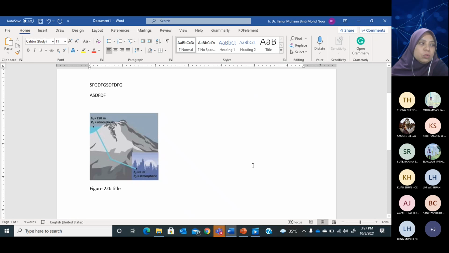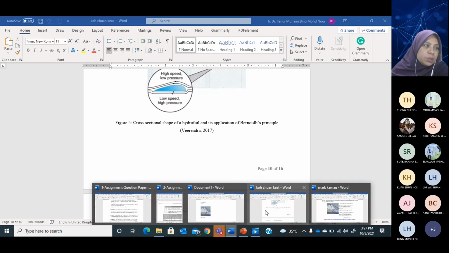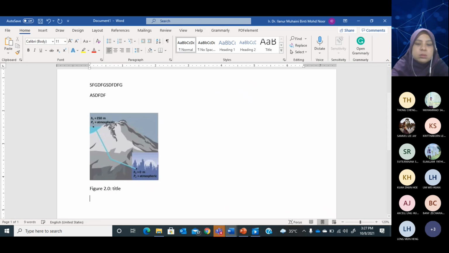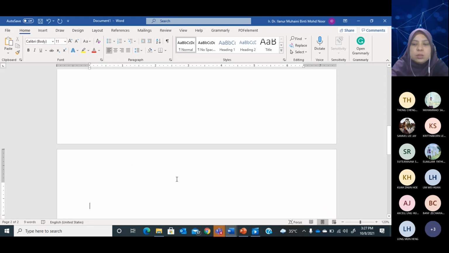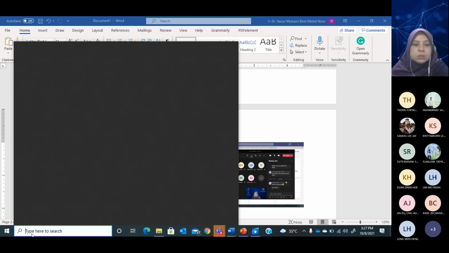You know how to use Snip also, right? Who doesn't know? Let's say I print screen this, and then I copy it to this. I think you are better than me at all this, right? So this one, then you click.